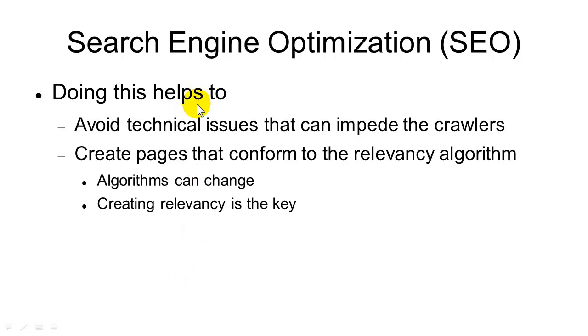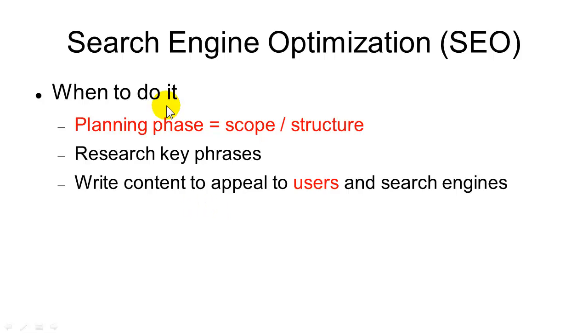By optimizing your pages in this manner, it helps to avoid technical issues that could impede the crawlers and to create pages that conform to the algorithms of many of the engines. However, these algorithms can change. So you want to make sure that your content is relevant to what the user is looking for, and that is the key. And this is accomplished during the scope and structure, where we research the key phrases and write the content to appeal to users and search engines.